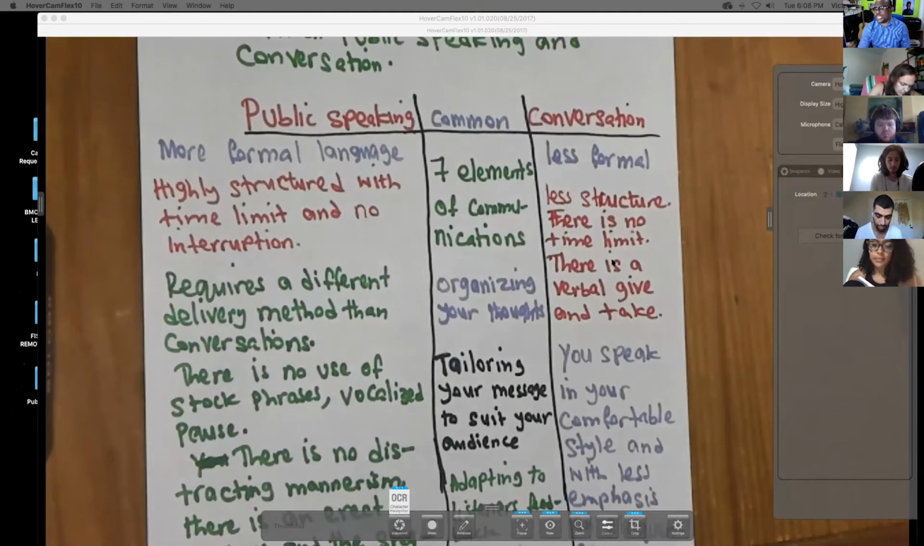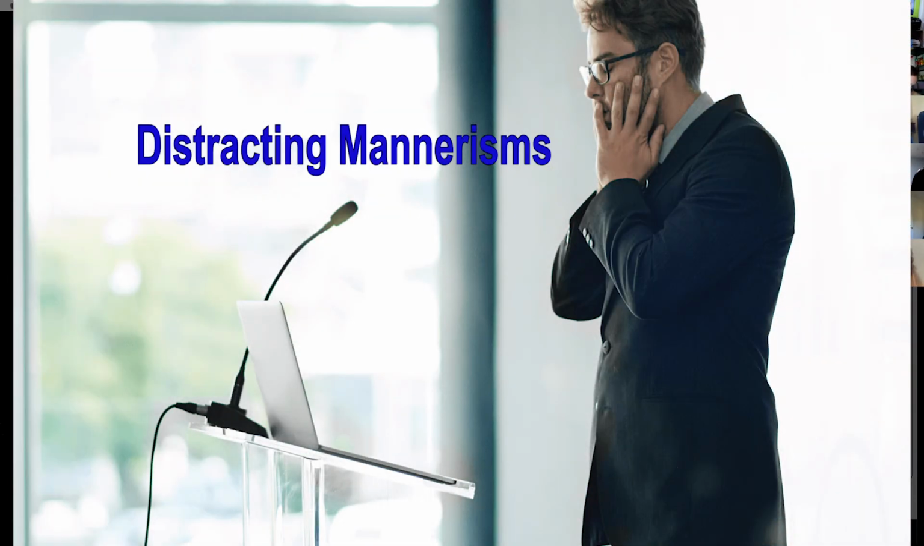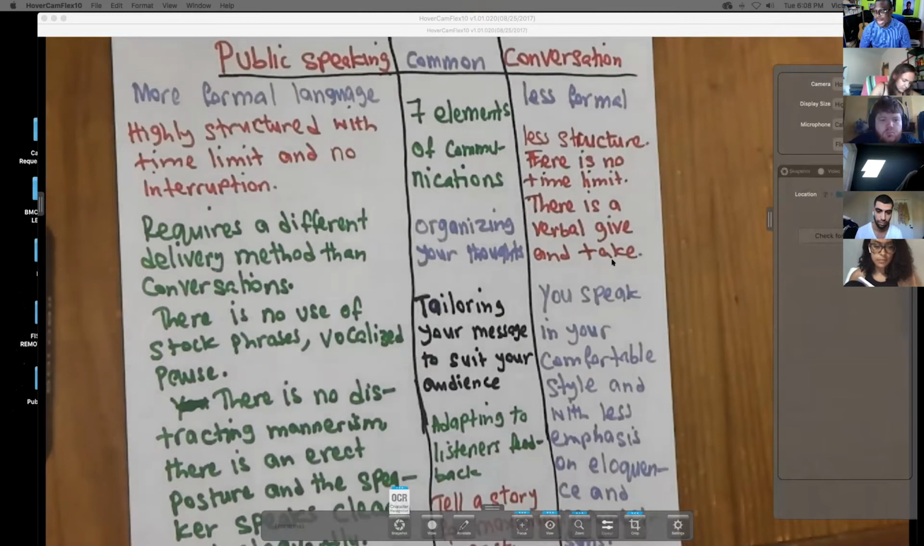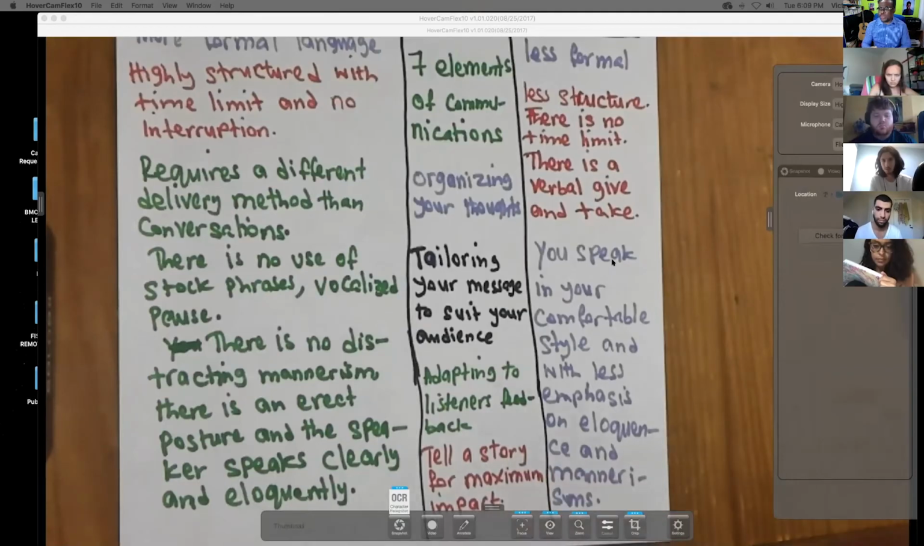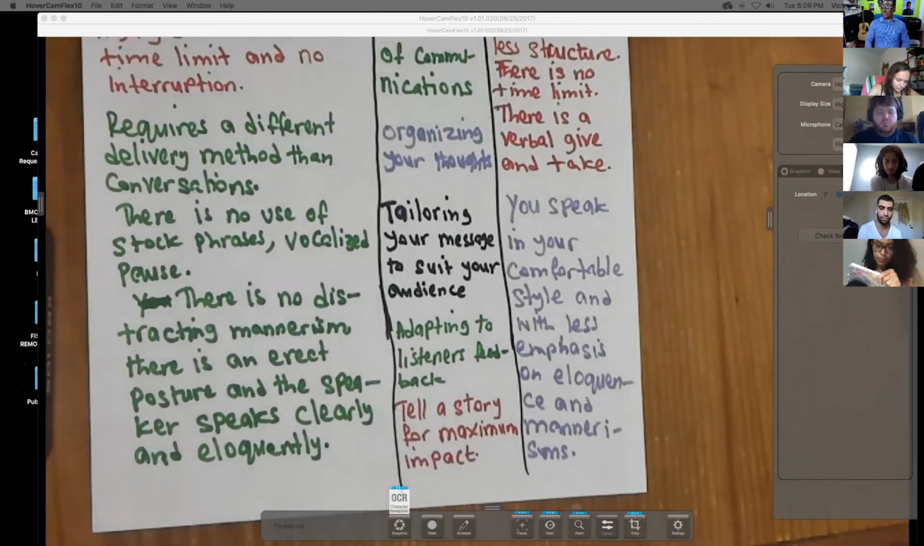Also, in public presentation, you cannot use what we call vocalized pause. You cannot do that in public presentation. In public presentation, there's no distracting mannerisms. That means that you cannot fold your hands, you cannot begin to scratch your head or pick your nose, any of those stuff. You don't do that in public presentation. What you do is that you stand erect, you have an erect posture, and you speak clearly and eloquently in public presentation.